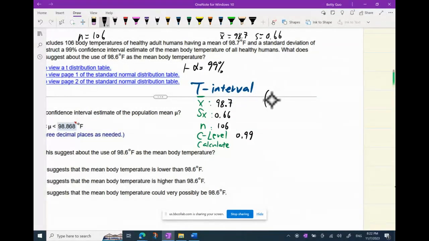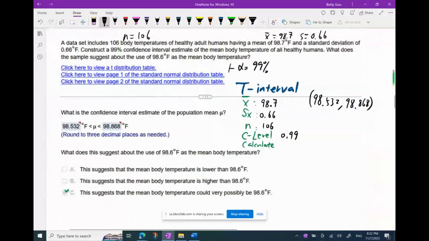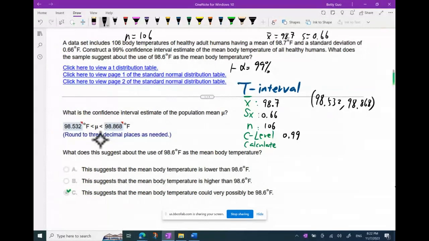I have the interval left end point 98.532, comma, and right end point of the interval 98.868. Yeah, without the rounding. We round to 3 decimal places. Oh, it's already 3 decimal places. Yeah, 98.532, 98.868, exactly the same as the answer. Okay.